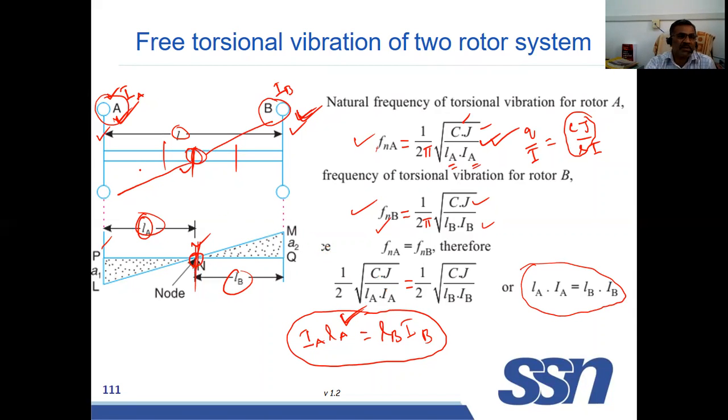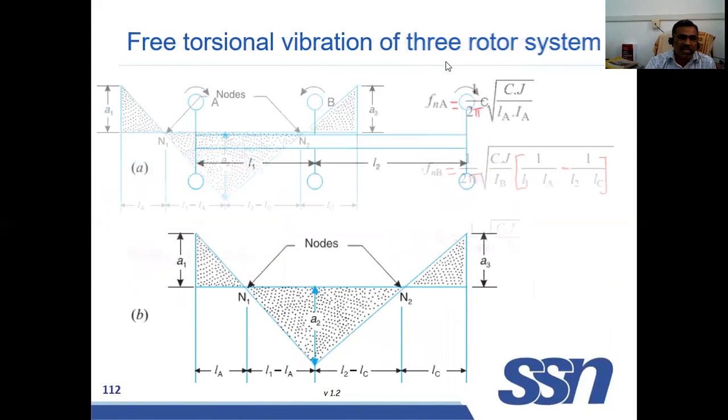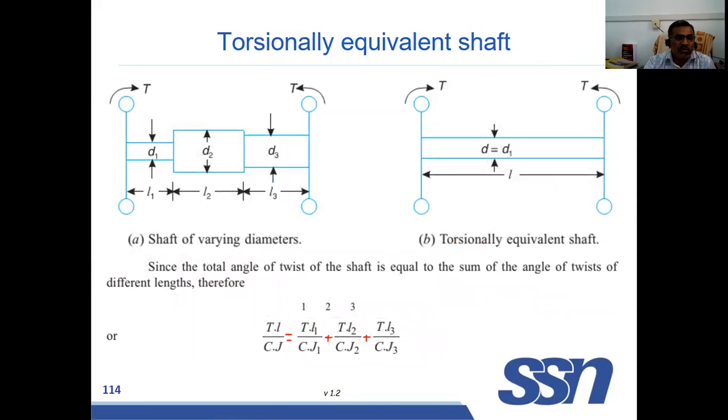But here in this problem, the shaft is a uniform diameter shaft. Sometimes the shaft will be non-uniform. Suppose we have a shaft like this, here there are shafts of diameters D1, D2, D3. There are three different shafts. In such a case, you have to make a shaft like this, an equivalent shaft.